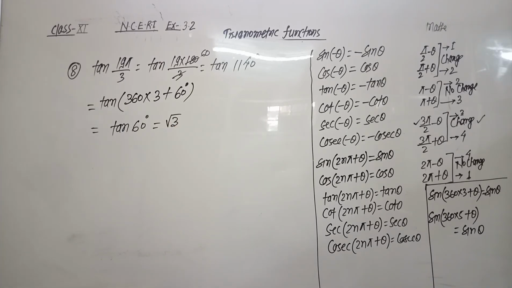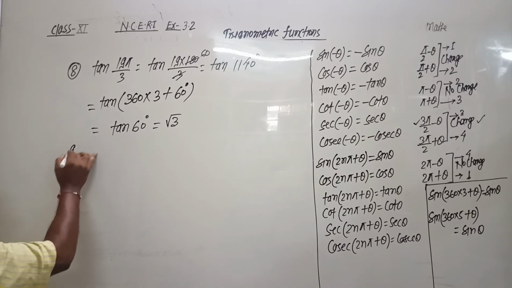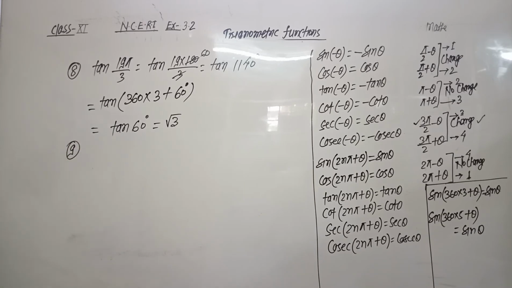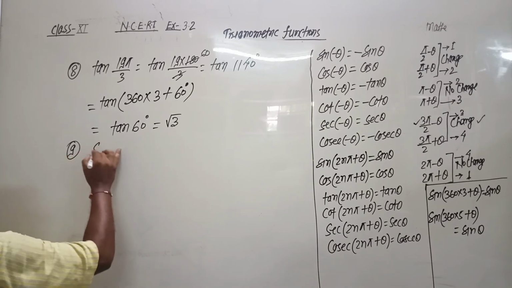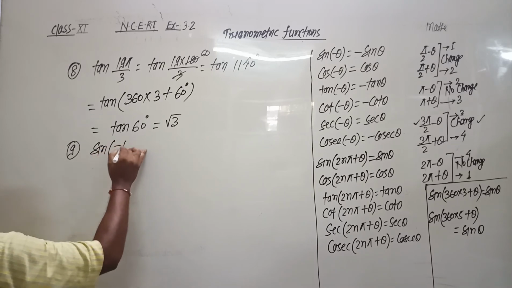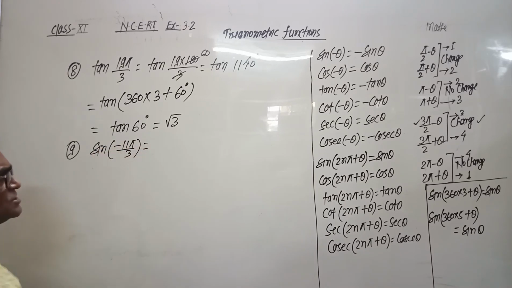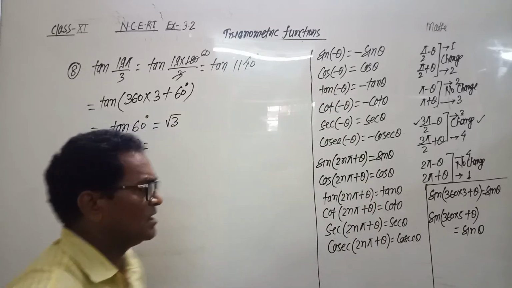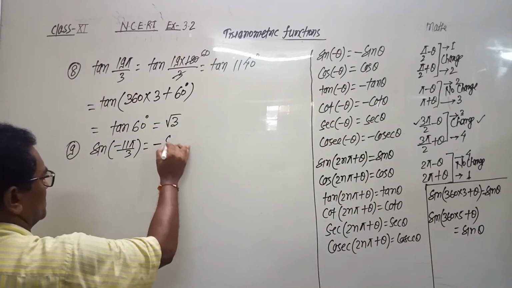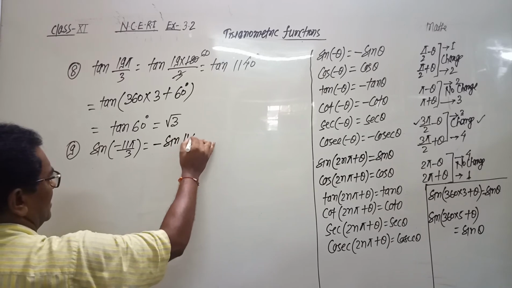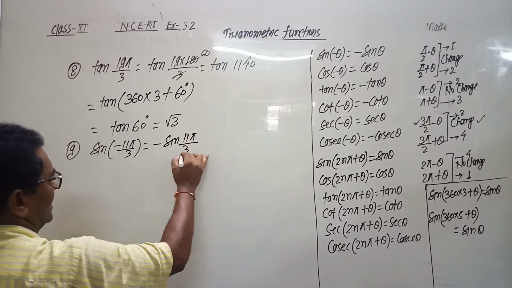Then question number 9, and this is sine of minus 11 pi by 3. So firstly we use sine of minus theta, which equals minus of sine theta. So minus of sine 11 pi by 3.